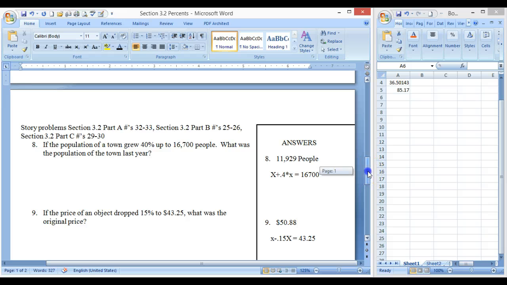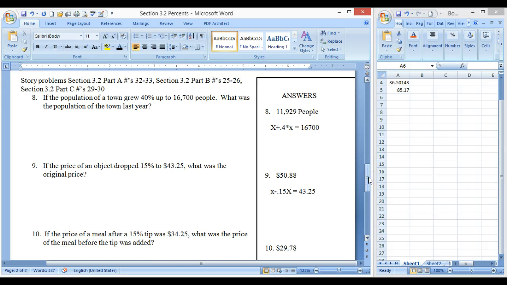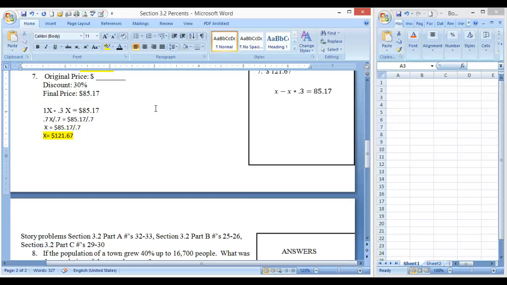Story problems. I think a lot of you might kind of clam up and get a little nervous as soon as you see the word story problem or as soon as you see that it's not just an equation for you to work out, it's saying something. Don't worry. We'll take it one step at a time, and remember, we're just translating straight from English into math symbols and math sentences. So our first one says, if the population of a town grew 40% up to 16,700 people, what was the population of the town last year? That sounds like what we did up here in these problems.